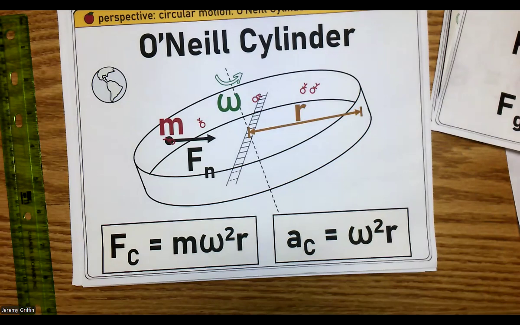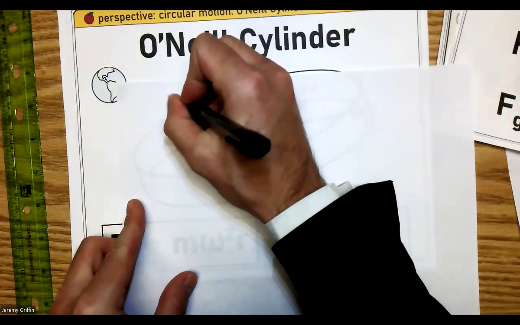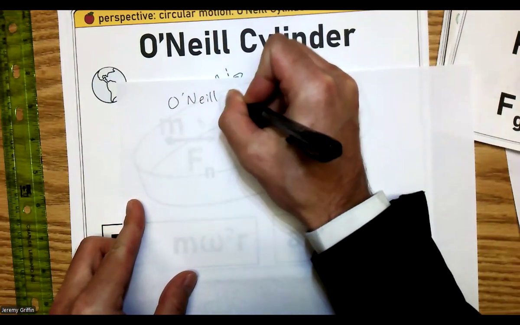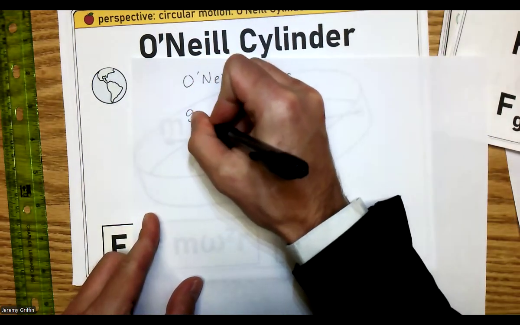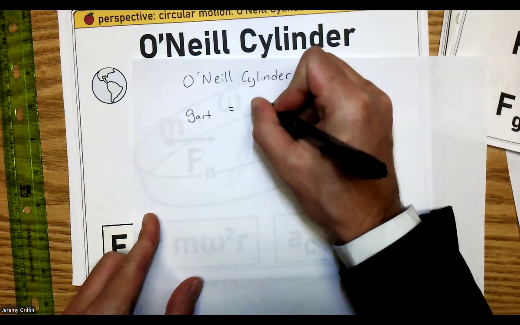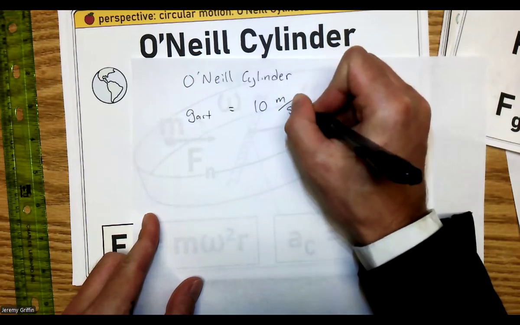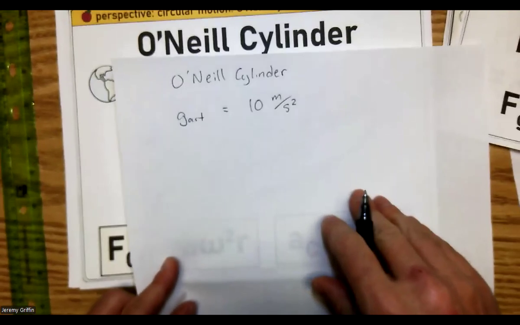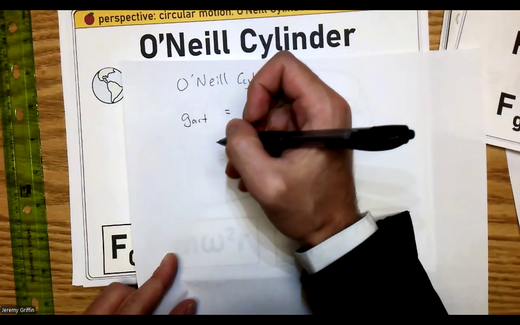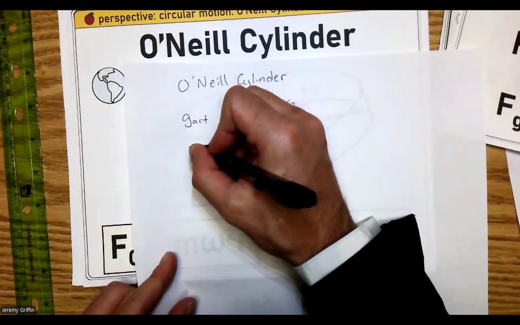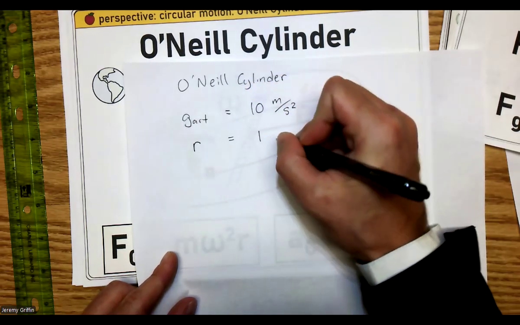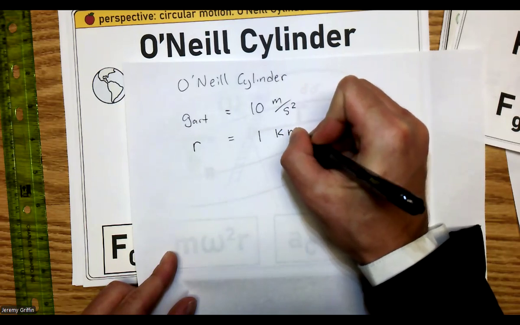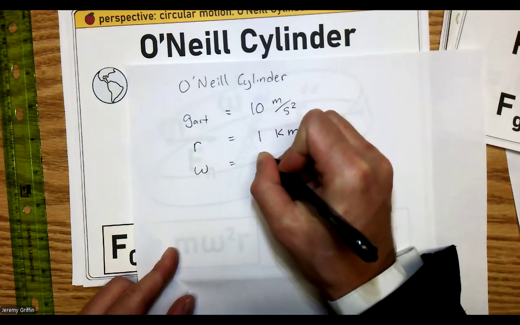All right, so one more puzzle today. You guys ready for the last puzzle? All right, here's the last puzzle. Call this O'Neill cylinder. Suppose I give you an artificial gravity target of 10 meters per second squared. We're trying to make everybody feel like they're on Earth. So artificial gravity, 10 meters per second squared. What if I give you that the radius of the cylinder is about 1 kilometer? And I want to know how fast do you have to spin it?